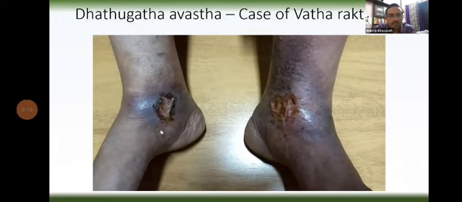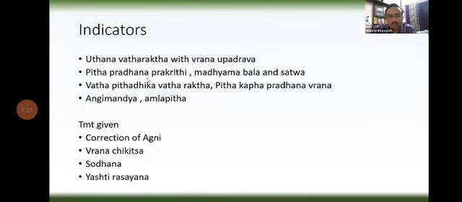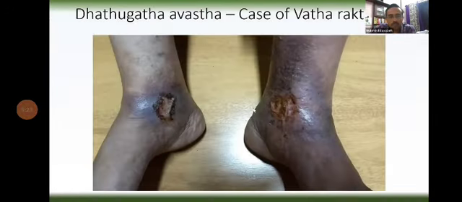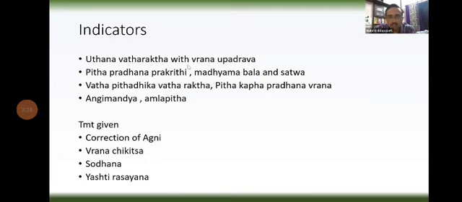Look at this. This is a dhatu gadavastha. This is a case of Uttana Vatarakta where the vrana never heals. So the disease process entered into the dhatu gadavastha. In this patient, the indicators were Uttana Vatarakta with vrana upadrava, Pitta pradhana prakriti, madhyama bala and sattva. See, this is the way we have to write our diagnosis in a case sheet.